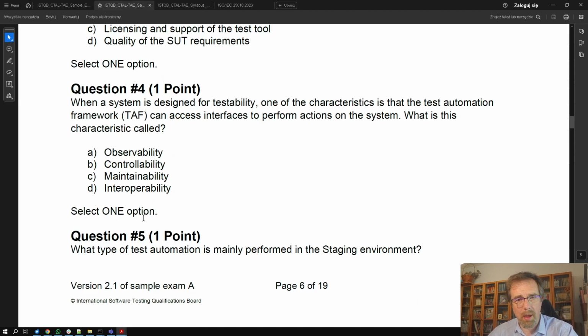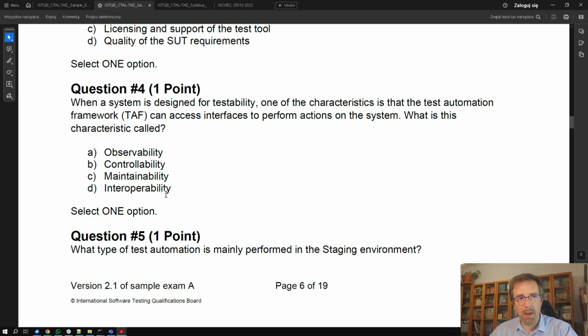And going back to the question, maintainability and interoperability are not parts of testability, so answers C and D are wrong. And as you can imagine, observability means we can observe the system. In test automation, we can get answers from the system and we can analyze these answers.